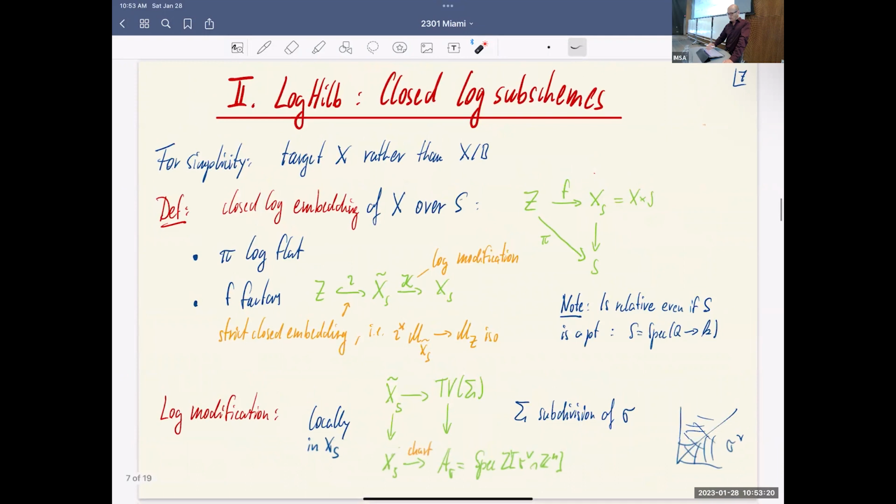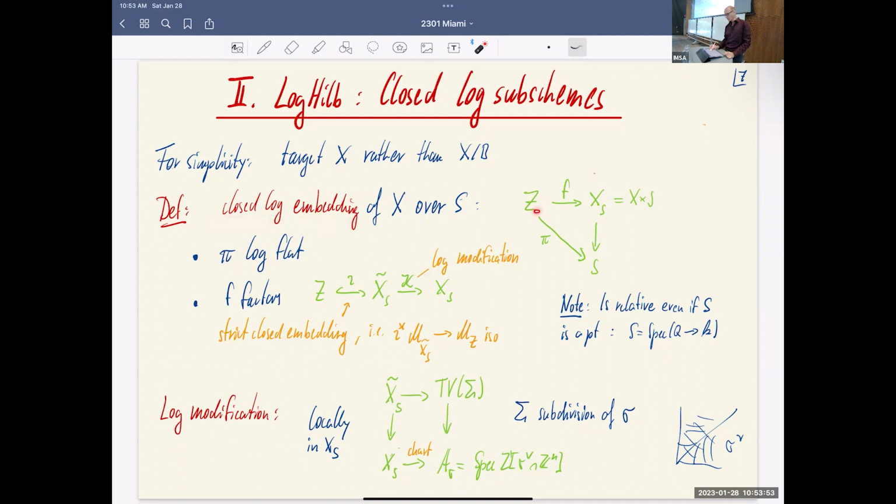Okay, so then let's talk about log Hilbert scheme. The first notion is what are the objects in the thing? What does it parameterize? It should parameterize closed log subschemes. So before explaining what this is, let's just take a target X, not relative, just absolute. Think of a simple normal crossings relative situation, X comma D, let's say, and you have to define what a closed log embedding is.